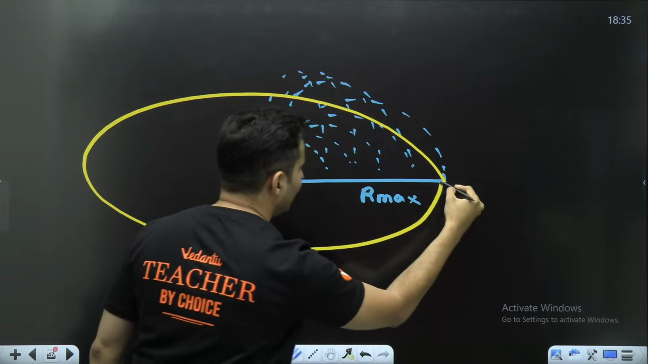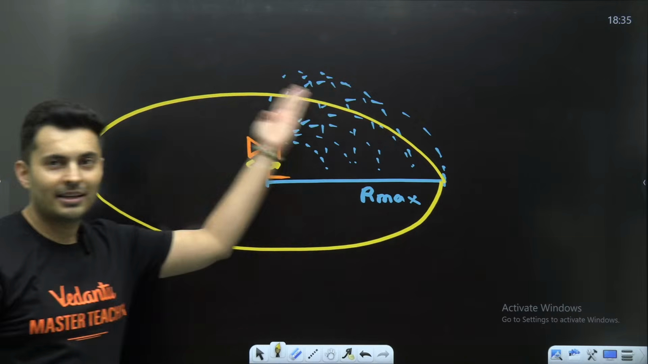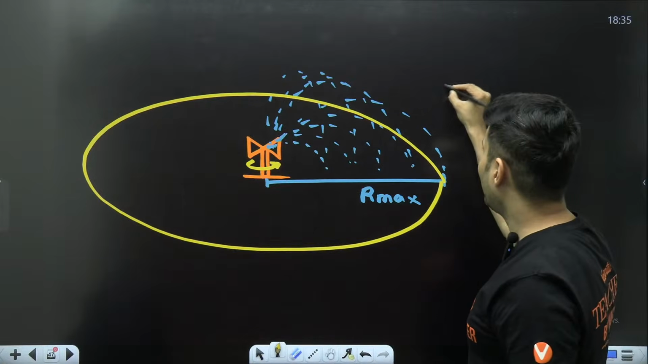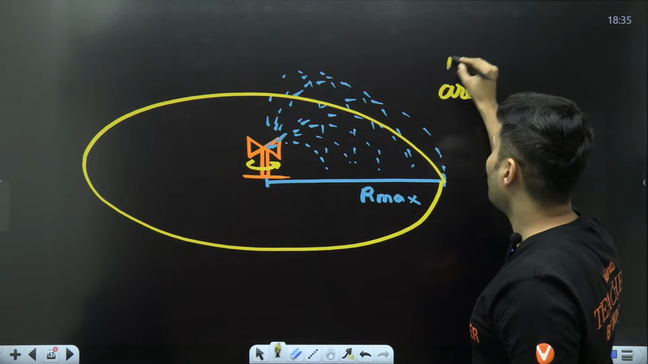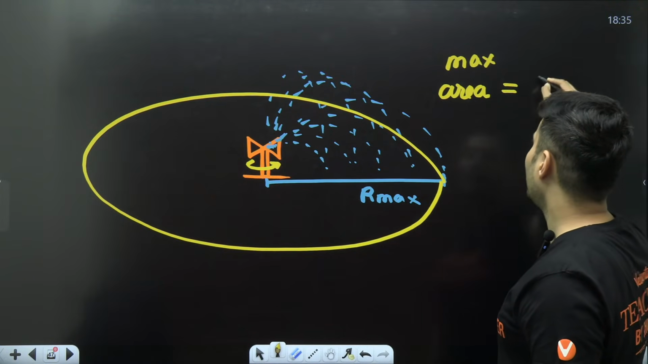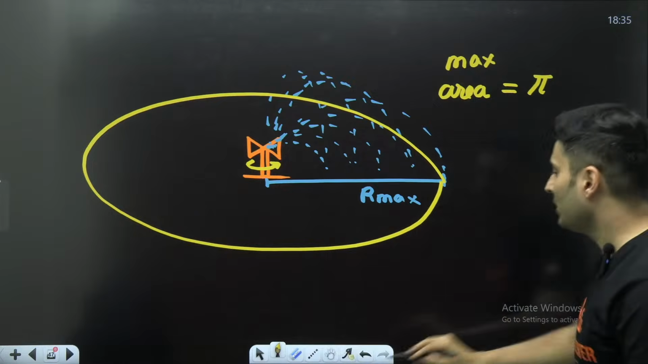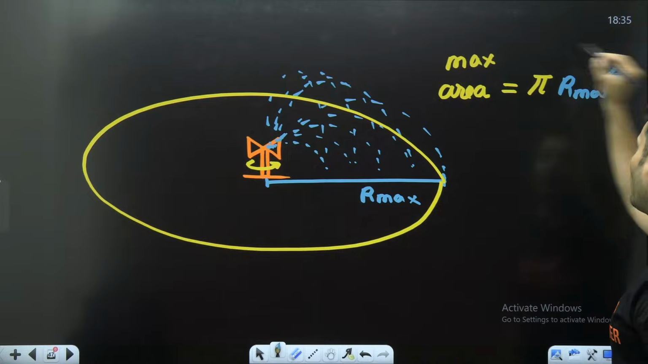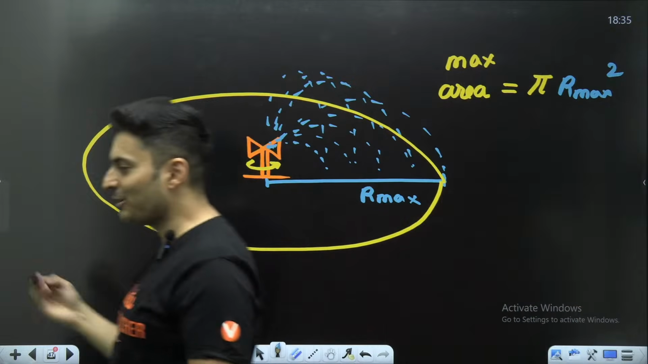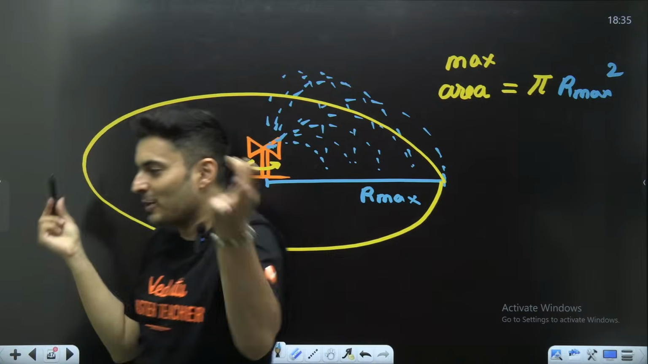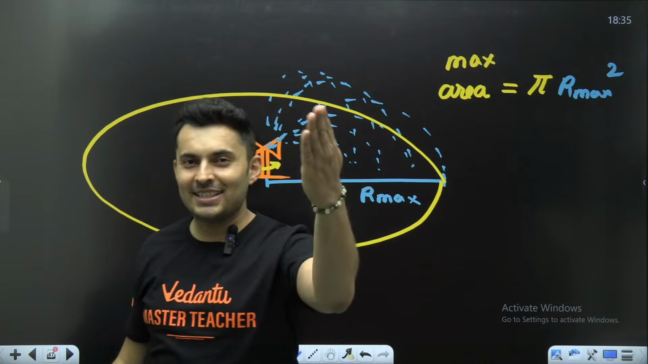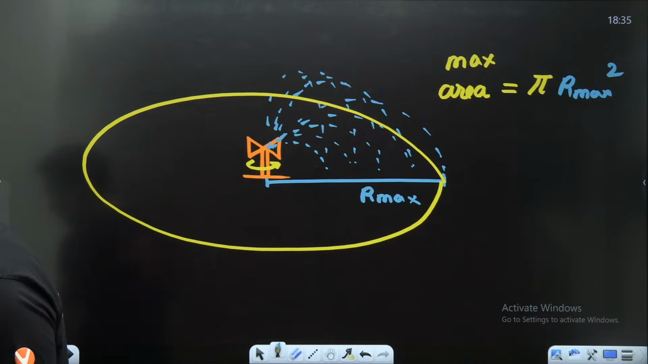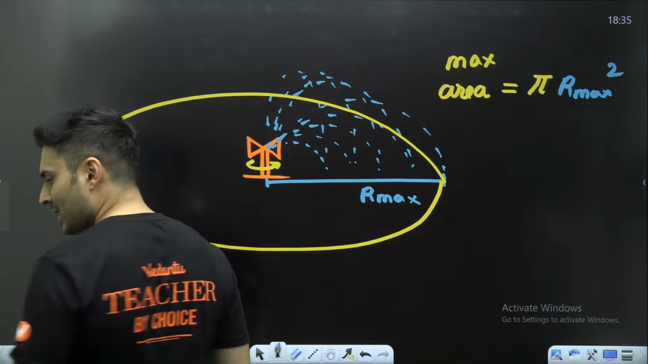So it will basically wet the lawn in a circular form. So the maximum area which is watered will be pi times the range, which becomes the radius. So R max squared. The maximum area which is watered will become pi R square, where the radius is the maximum range. Imagine such a beautiful application of this. Okay, very nice. Let's move on.